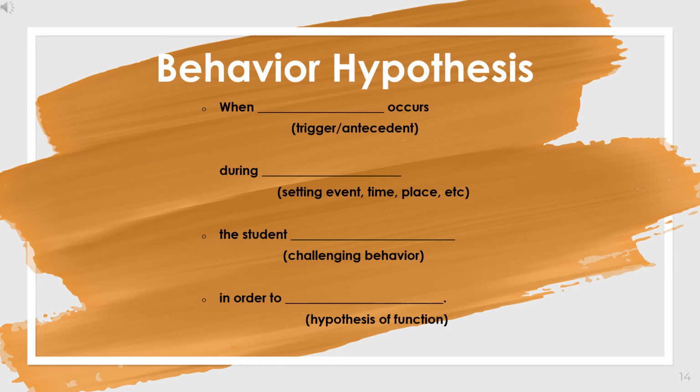Here's an example. When Charles has not had breakfast or has problems on the bus, during work tasks when asked to read aloud, Charles disrupts the class by swearing at his teacher until he's asked to leave the group in order to escape reading. This way of phrasing a function leads us to a hypothesized function based on the ABC data we collected. Note, each behavior will have its own hypothesized function.